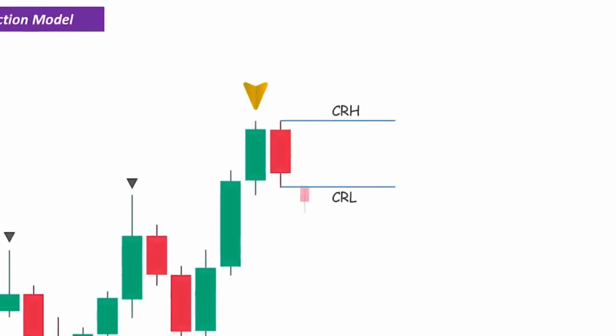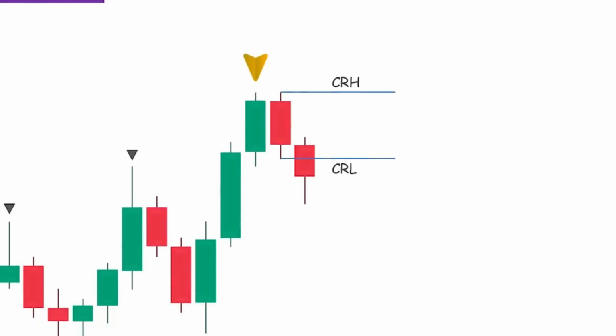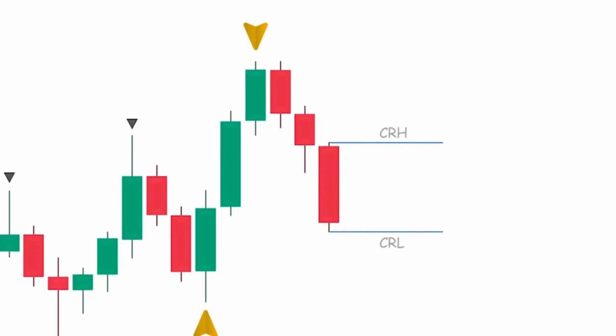If the next candle breaks below and closes under the range, the setup is invalid and we don't take a trade. Then we move to the next bearish candle and do the same. This continues until we see a candle that sweeps below the low, but then closes back inside the range. That's when we have a valid setup. We now have both the range and the sweep.